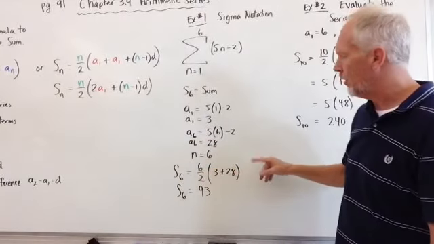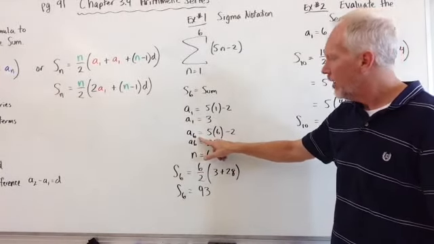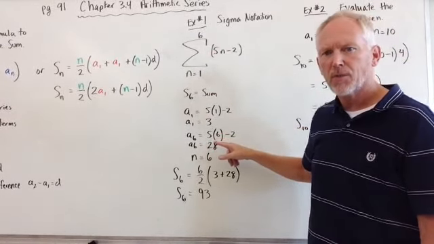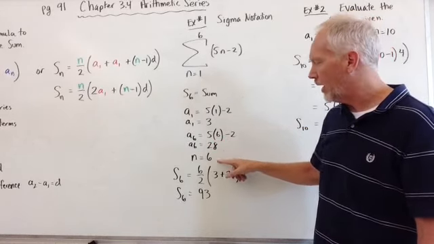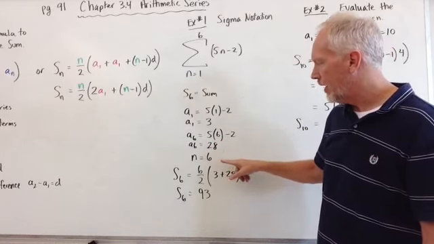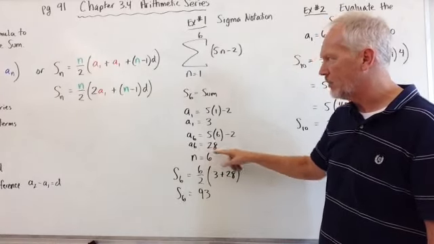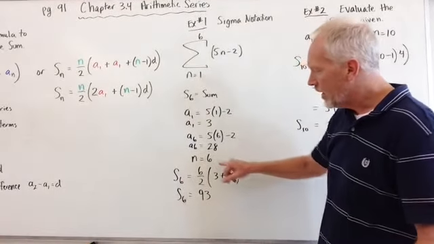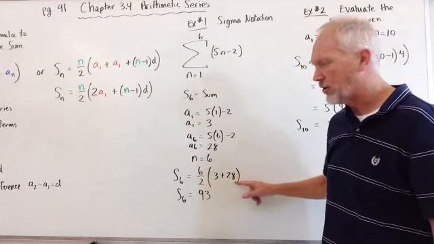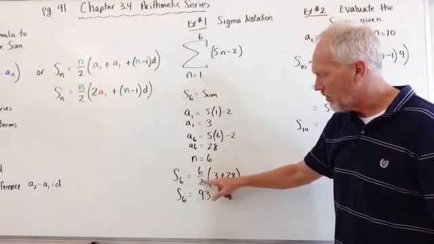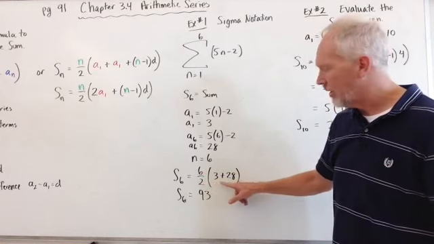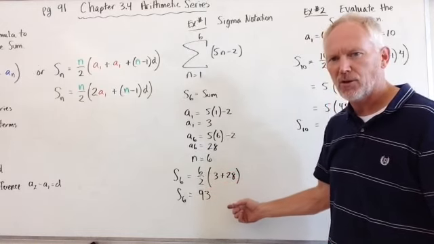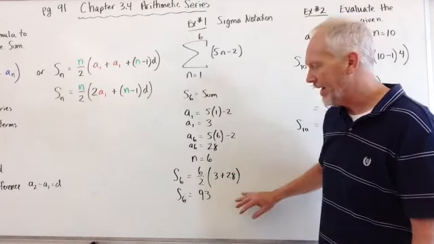If we find the last term right here, we can plug in 6, which is the upper bound. We'll take 5 times 6, which is 30, minus 2 is 28, so a sub 6 is 28. Now we have a sub n, or the last value. If n is equal to 6, then we can plug all this information into our equation. We get 6 over 2 multiplied by 3 plus 28, and when you work that out, you get S sub 6 equals 93.